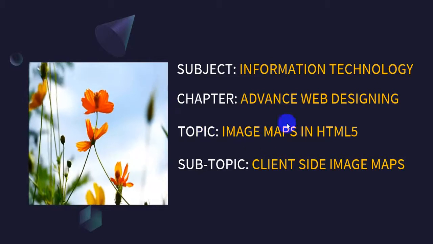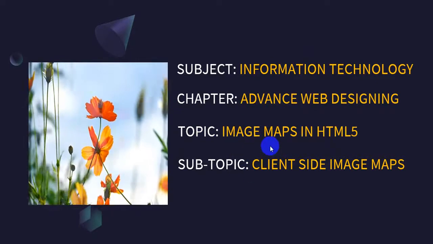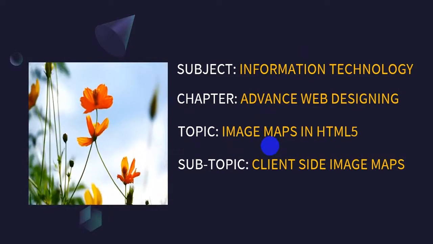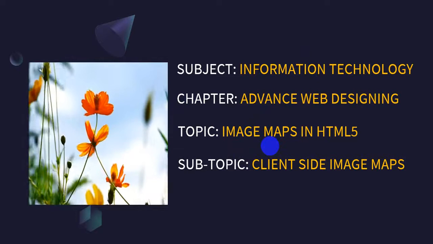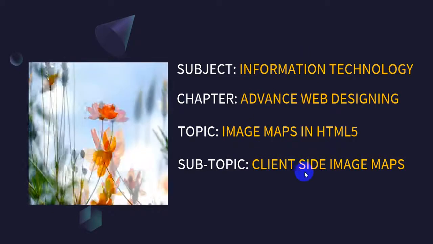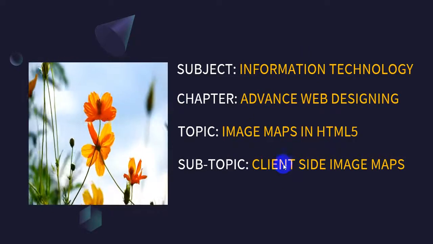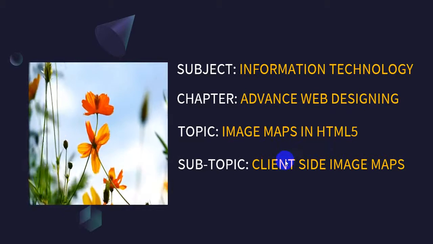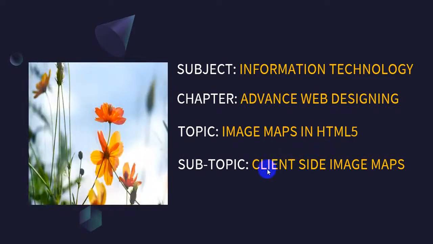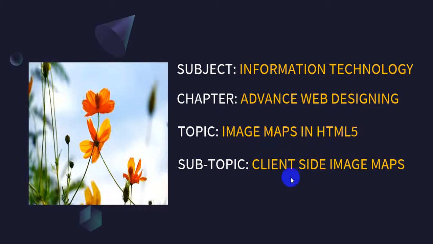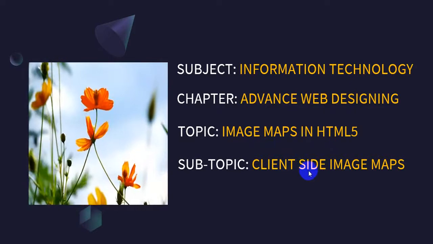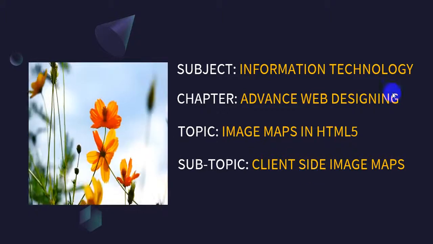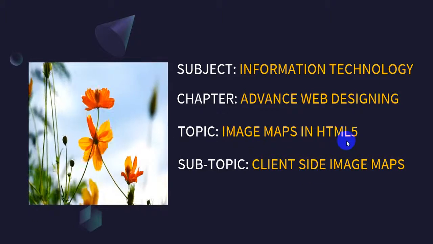Again, there are two types of image map. One is client side image map and one is server side image map. Client side means we are going to do it on our browser itself. It will run on our browser and it will be executed from your browser only, from your client. That's why it's called client side. Server side is another type, but in our syllabus we have only client side image map.